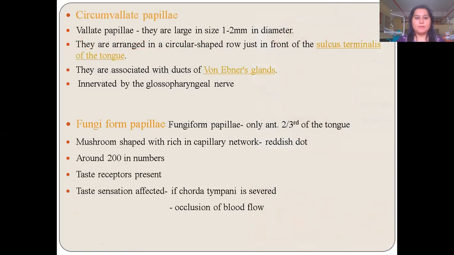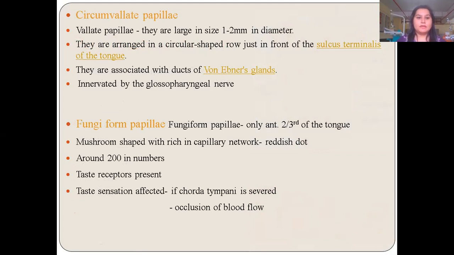First, the circumvallate papillae. These vallate papillae are large in size, measuring around 1 to 2 mm in diameter, and they are arranged in a circular shaped row just in front of the sulcus terminalis of the tongue. They are associated with the ducts of von Ebner glands, and they are innervated by the glossopharyngeal nerve.